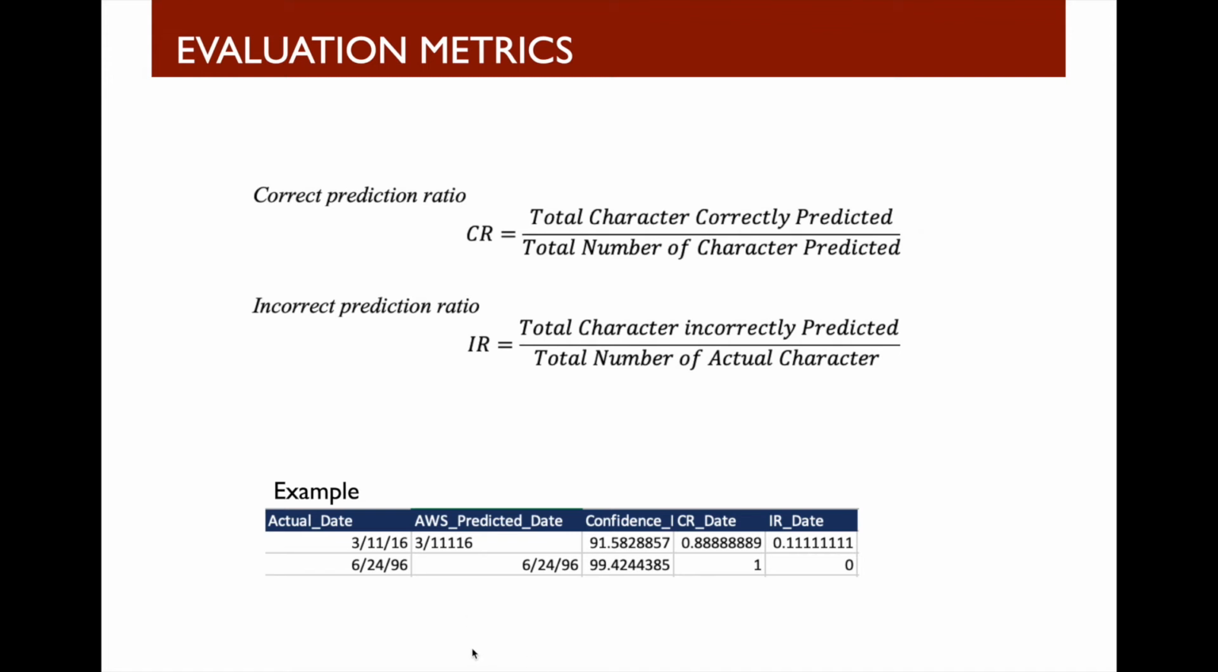For example, in the date, you can see that the first one gets incorrectly predicted, and the correct ratio is 0.8 and incorrect is 0.1. However, when everything is correctly predicted, the correct ratio returns 1 and incorrect becomes 0. So the objective is to maximize the correct prediction ratio and to minimize the incorrect prediction ratio.